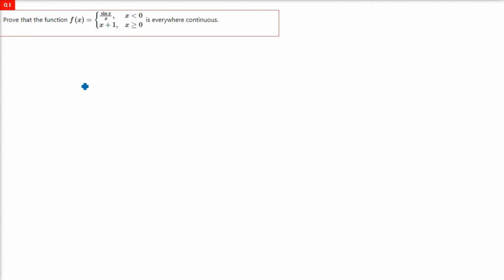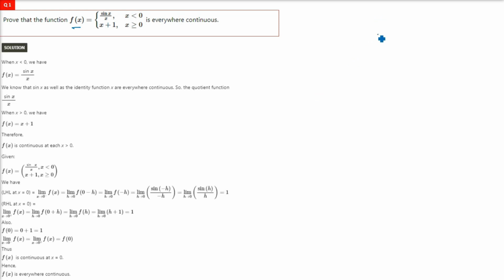Starting with the first question. Prove that the function f(x), which is sin x by x for x less than 0, and x plus 1 for x greater than or equal to 0. So x equals 0 is the point of contention. On the left hand side, it is sin x by x. On the right hand side, it is going to be x plus 1.